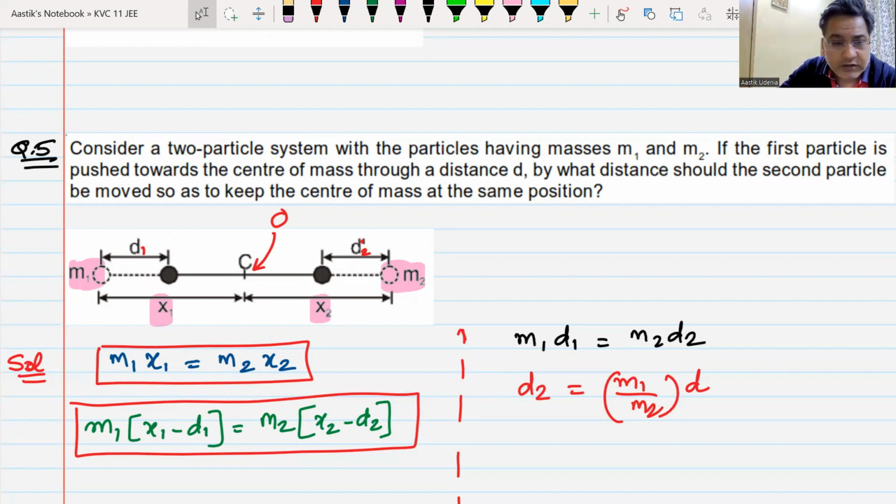Remember this, everyone? Yes or no? Yes, sir. Okay. Now, these particles are not the only types of bodies. As we go ahead, we will be dealing with bodies which have a continuous mass system. I hope you understand the meaning of a continuous mass system. What is a continuous mass system? They are not particles. They are not discrete particles, 1, 2, 3. They are not like that.